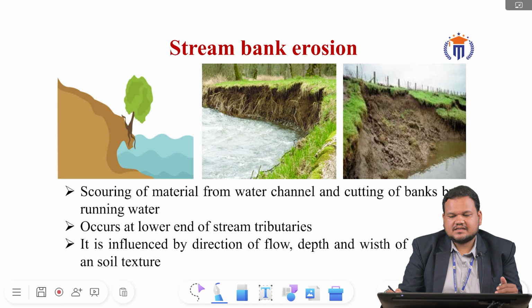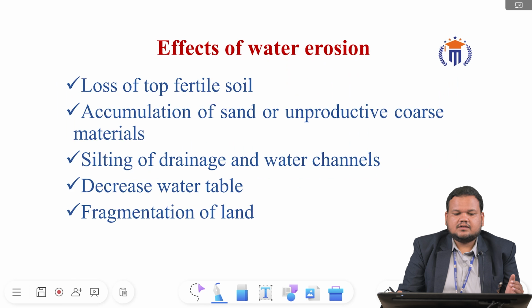Next, coming to stream bank erosion. It is nothing but the scouring due to more movement along the river banks, so the amount of soil will be lost. This is known as stream bank erosion. It occurs mostly at the low end of the stream tributaries, and it depends upon the velocity of the water that is traveling, the depth and width of the channel, and also the soil texture. So these are your water erosions.